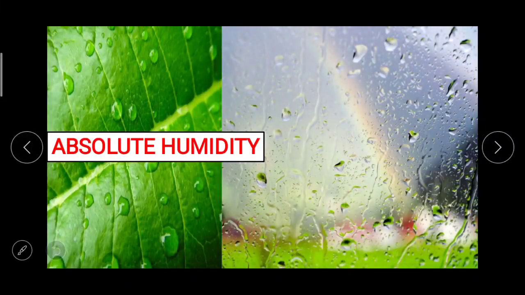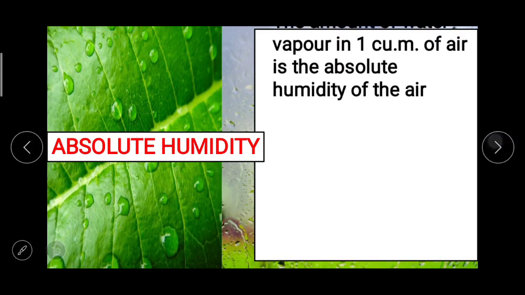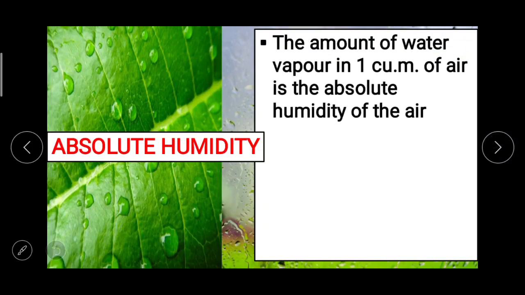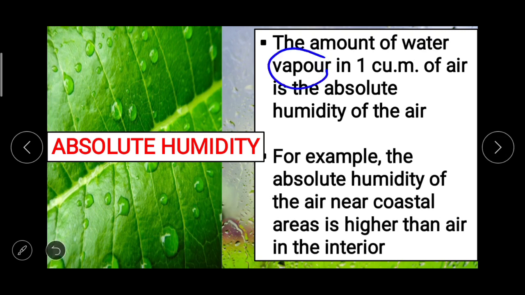Now the next thing, that is absolute humidity. The amount of water vapor in 1 cubic meter of air is the absolute humidity of the air. The amount of water vapor present in 1 cubic meter of air is called the absolute humidity of the air. For example, the absolute humidity of the air near coastal areas is higher than air in the interior.